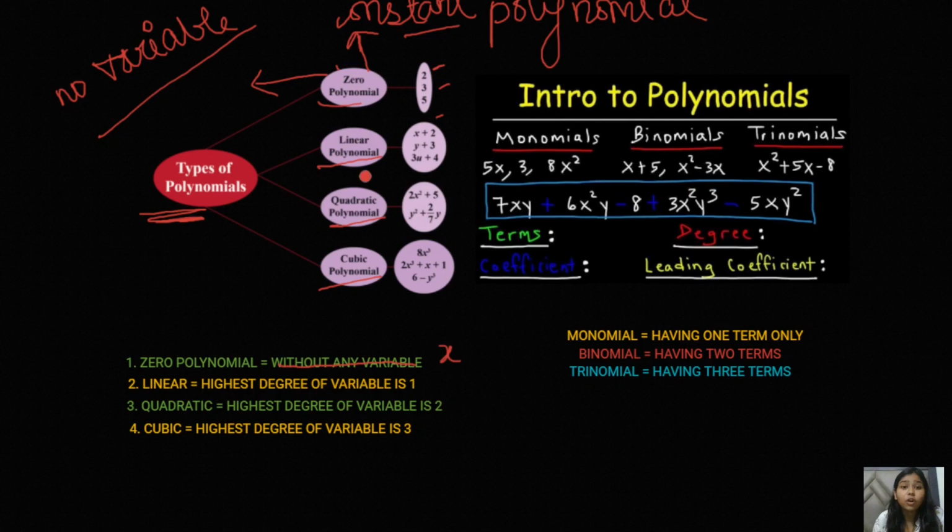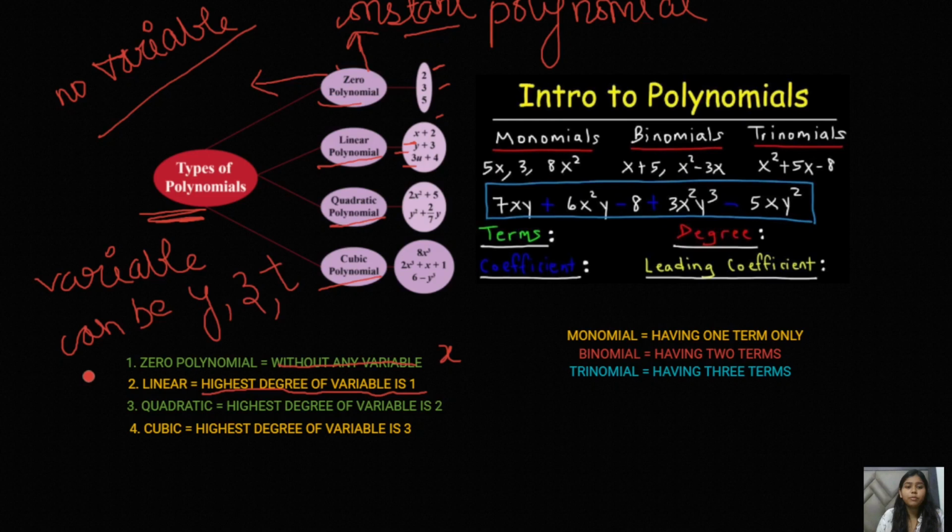Then we can have a look at the linear polynomial. As the name suggests, in a linear polynomial the highest power or highest degree of the given variable is only 1. Let's have a look at this, the variable can be y, z, t, anything. Any alphabet can be a variable. If we are considering x as a variable, it doesn't mean that only x is considered a variable. A variable can be a, b, c and so on.